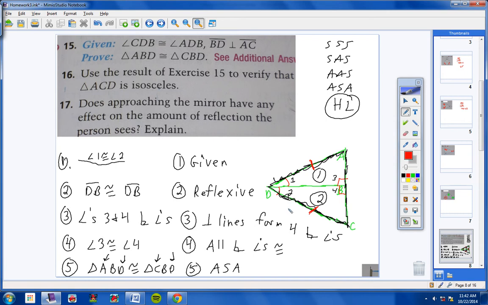And then very quickly, number 17. Number 17 is interesting, okay? Does approaching the mirror have any effect on the amount of reflection the person sees? In other words, do you see more of your body as you get closer or further away? And you might think the answer is yes, but the answer is actually no. And here's the reason why for number 17. I'm not going to write all this down for you, but here's the reason. If the person moves closer to the mirror, angle A, well, let's get the picture back up here again, okay?